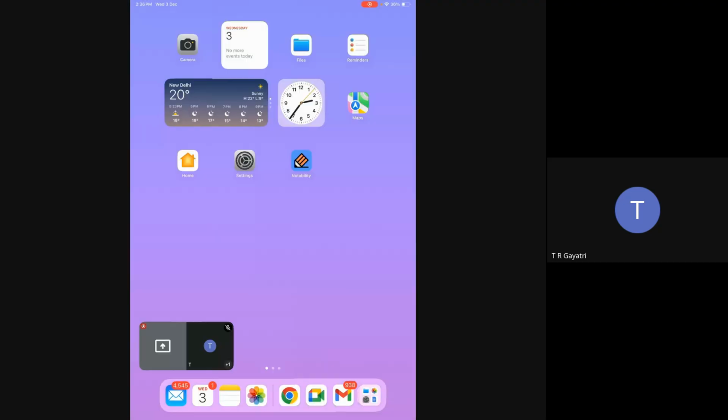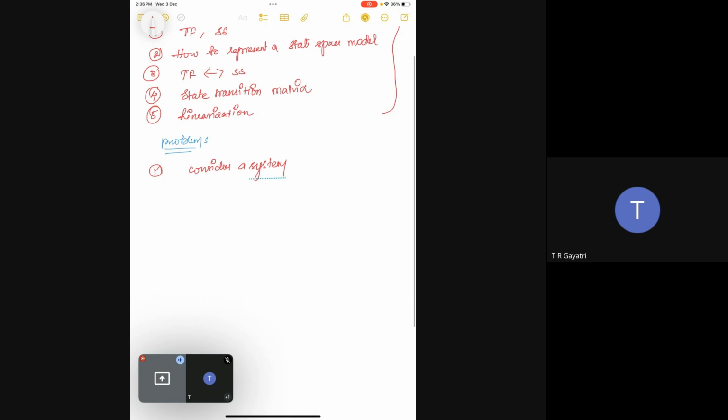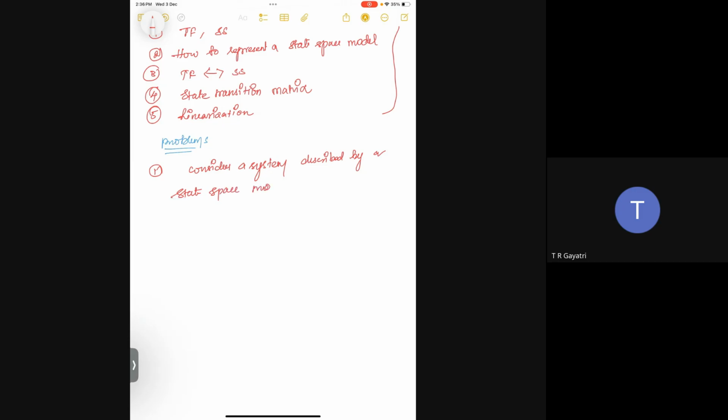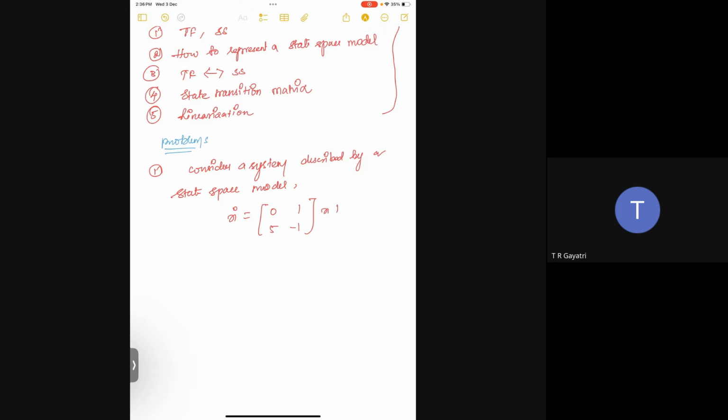Okay, right. I have written all these things so far. So we saw all this basics, whatever I have told so far, I have written it here. Now we are going to solve some problems. So the problem starts like that. Consider the system described by a state space model: x dot is equal to [0, 1; 5, -1] x plus [1; 2] u, y equal to [1, 2] x.